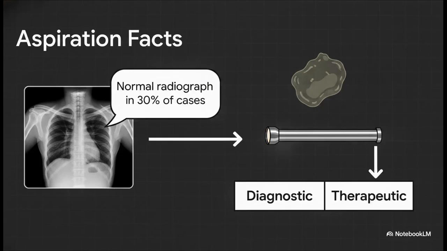Here's the kicker. A totally normal chest X-ray does not rule out a radiolucent foreign body. Up to 30% of radiographs in these cases will look perfectly normal, especially if the kid swallowed a piece of food instead of a metal toy. If your clinical suspicion remains high despite a clean X-ray, rigid bronchoscopy is the immediate next step. It acts as both your definitive diagnostic tool and your therapeutic intervention to get the object out.